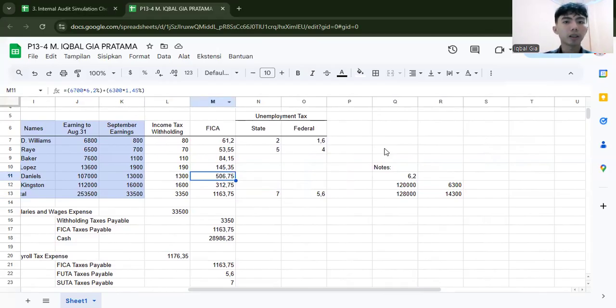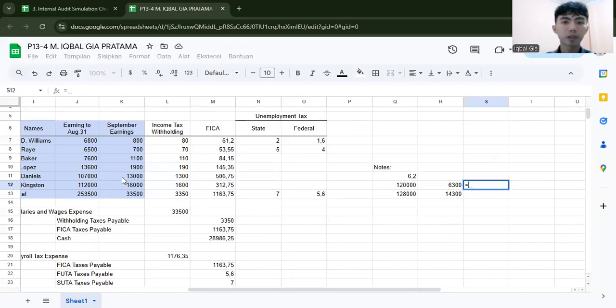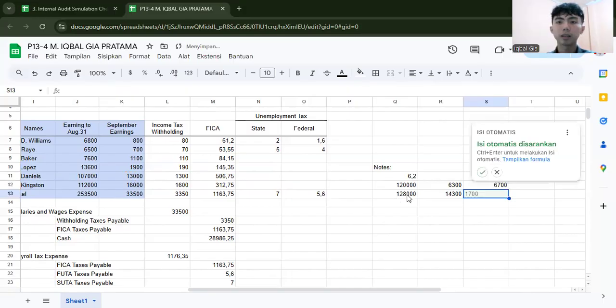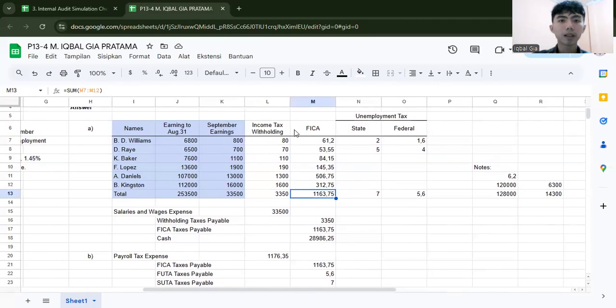Right here, how to calculate this 6,1700, I'm sorry, it is from here minus this. And the same with Kingston. So we will get this number. Yes, it's right, so we will just calculate it, and we will total the calculation for the FICA.